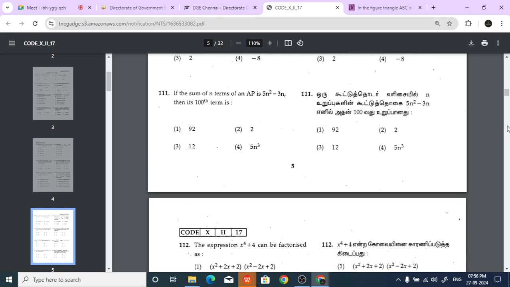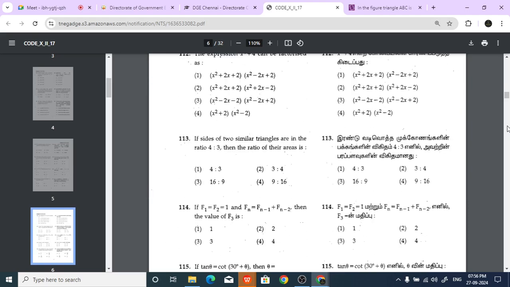I'm just skipping some questions. I think this also I'll skip for some reason. Okay, do question number 113. Can somebody read 113? Raksha, you read it?